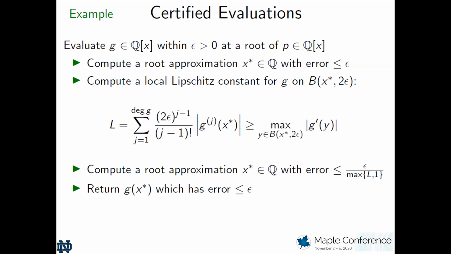So we use the initial epsilon to give us a local range. Every polynomial is locally Lipschitz continuous. And so we need to compute that Lipschitz constant. And then from there, we can decide how close we need to be to the root so that we can evaluate with a bounded error.